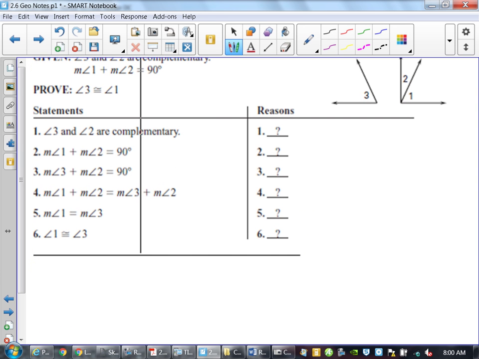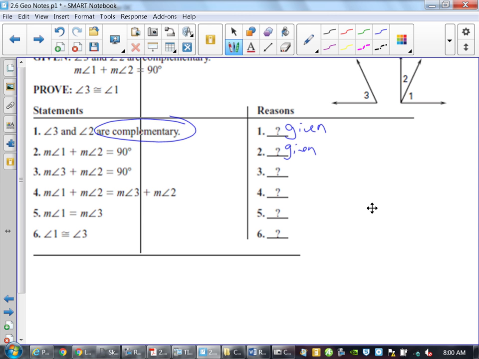Hopefully. So yesterday we talked about complementary angles. According to your progression sheet, what did it say about complementary angles? If we're given complementary angles, we would say angle plus angle equals 90. So notice you're given that angle 3 and angle 2 are complementary. That means it was given. This second one was also given.